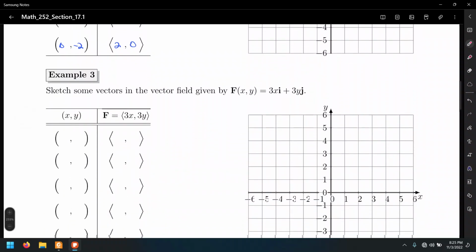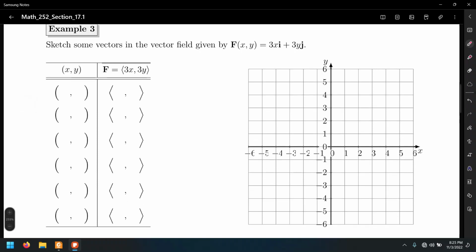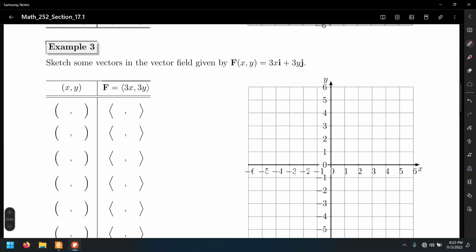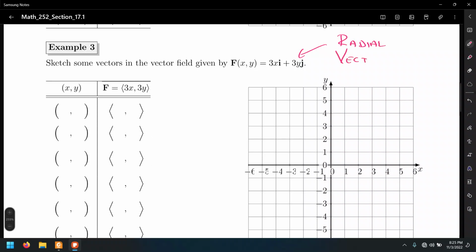Sketch some vectors in the vector field given by f(x, y) equals 3x, 3y. And this one has a special name as well. This one is called a radial vector field.